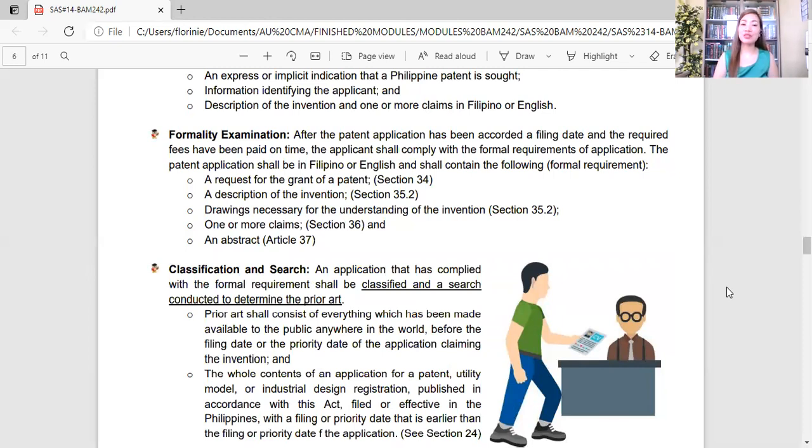Dapat meron kang request for a grant of a patent. Of course, you have the description of the invention. You have the drawings which are necessary for the understanding of the invention, one or more claims, and an abstract. Okay, so nakita nyo naman may mga sections naman to, no? You can see the definition of each dun sa particular article na binanggit dito. So, kapag sinabi nating request for grant of a patent, please also see section 34.